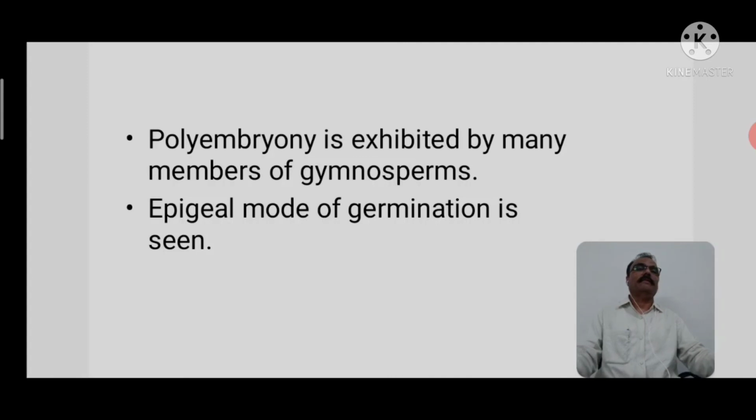Polyembryony is exhibited by many members of gymnosperms. Polyembryony means the production of 2 or more embryos from a single seed or fertilized egg. Epigeal mode of germination is seen. In epigeal germination, the radicle emerges from the seed and the hypocotyl elongates, raising the cotyledons, epicotyl, and remains of the seed coat above ground.